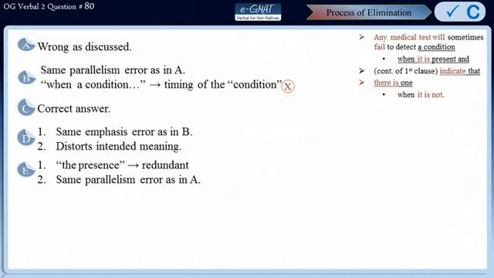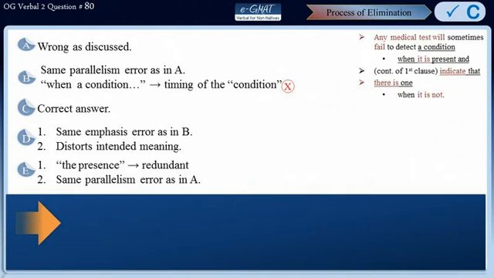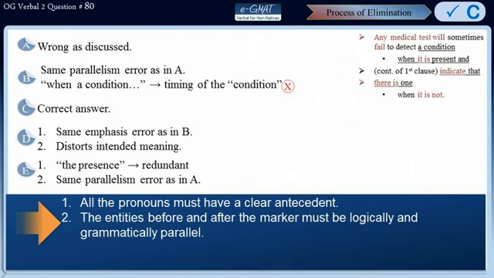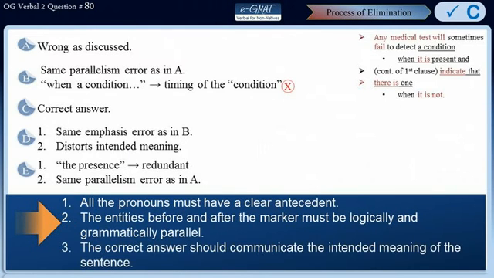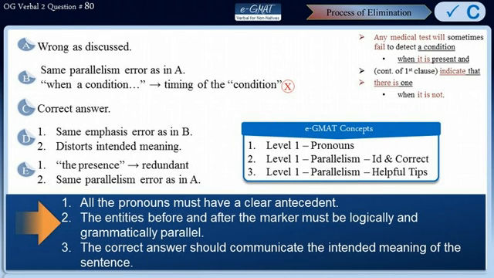So as we just found out, choice C is the correct answer for this sentence. This brings us to the takeaway messages of the sentence. All the pronouns in the sentence must have a clear antecedent. Also, the entities before and after the marker must be logically as well as grammatically parallel to each other. The correct answer should communicate the intended meaning of the sentence in the most effective manner. The concepts tested in this sentence have been covered in e-GMAT concepts, level 1 pronouns, level 1 parallelism ID and correct, and level 1 parallelism helpful tips.